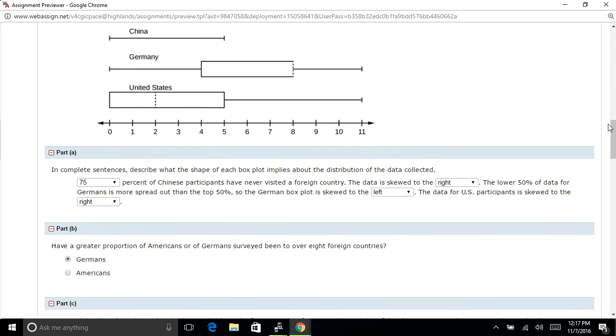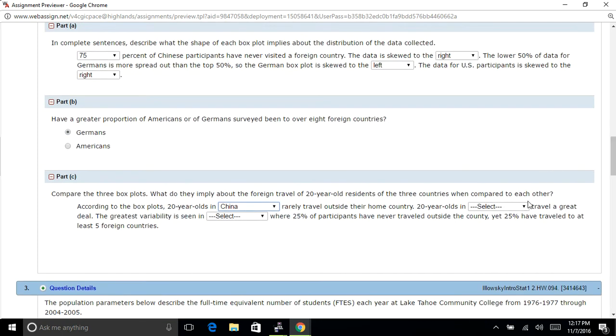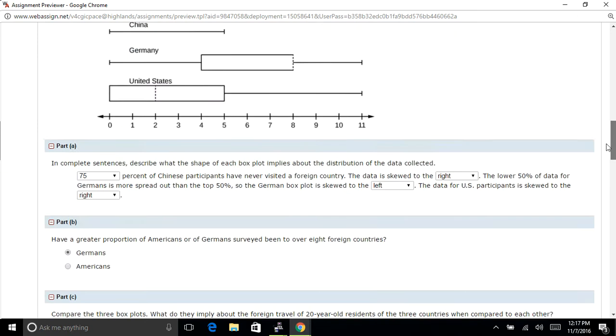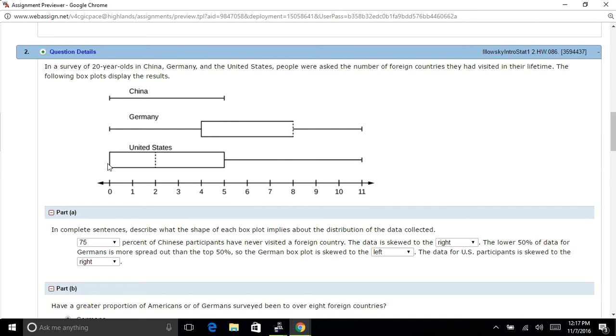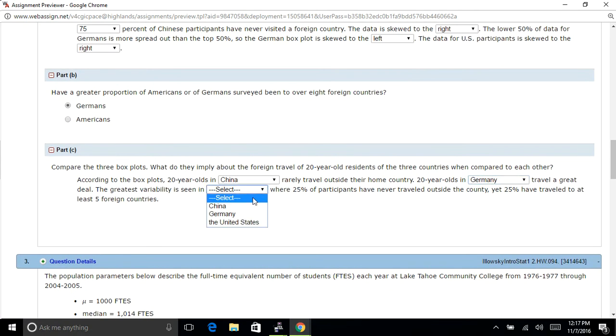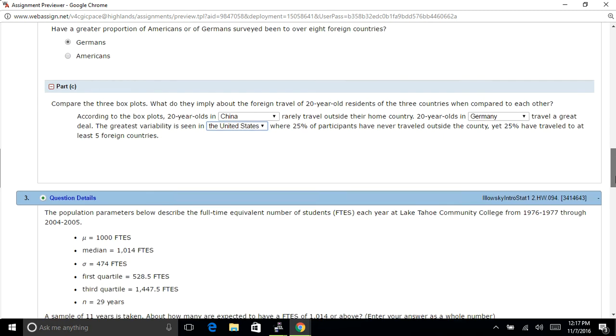Well, if we look at that, it looks like in Germany they travel a great deal, because remember, 75% and above have gone 4 to 8. So I'm going to say this is Germany. Then it says the greatest variability is seen in blank, where 25% have never been outside the US and 25% have traveled to at least 5 foreign countries. So here's 25% that have never been out of the US, and here's 25% that's been out 5 or more. Okay, so that would be the United States. So that's how you do that problem.